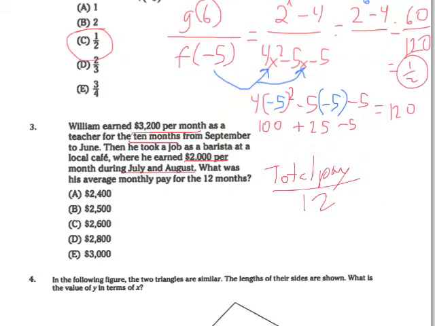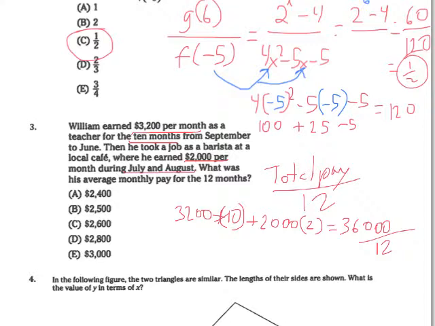So I'm thinking about doing 3,200 times 10, and then also $2,000 for 2 months, so that's 2,000 times 2. And let's see, that would come out to be 32,000 and 4,000, that's 36,000. So we're going to take 36,000 and divide by 12, and that would give us 3,000.